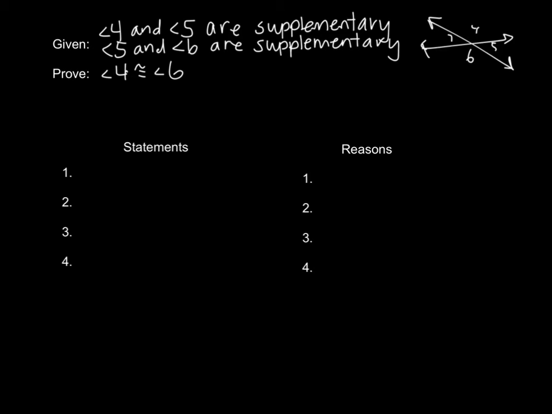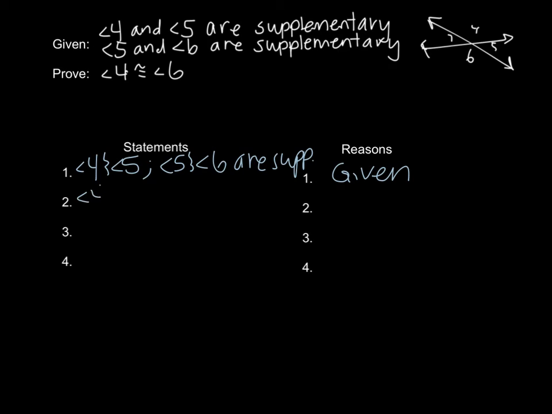Okay, angle 4 and angle 5 are supplementary, angle 5 and angle 6 are supplementary, prove that angle 4 is congruent to angle 6. Okay, so we're going to say angle 4 and angle 5, and angle 5 and angle 6 are supplementary because that's given. So that tells me that angle 4 plus angle 5 equals 180 degrees. And that tells me that angle 5 plus angle 6, why am I writing it this way? Hopefully you caught that.